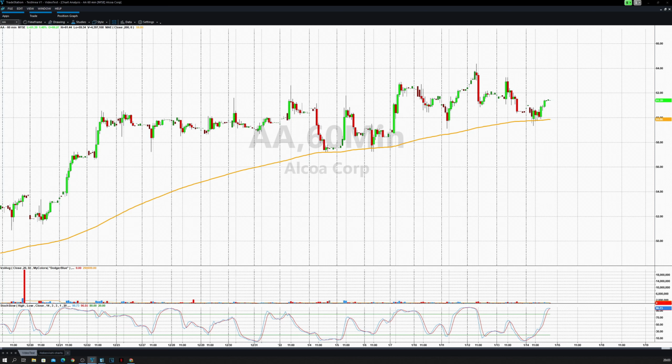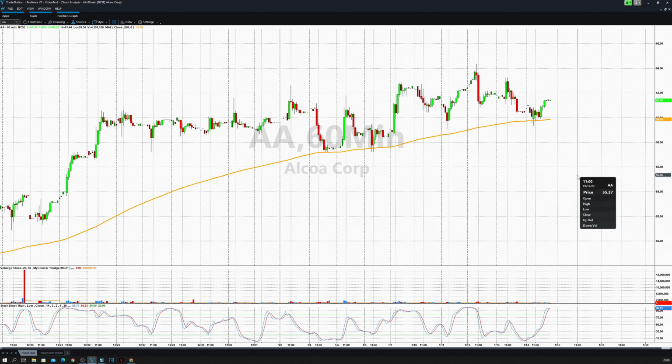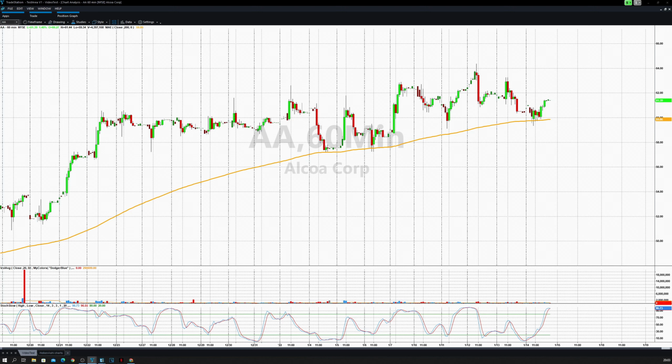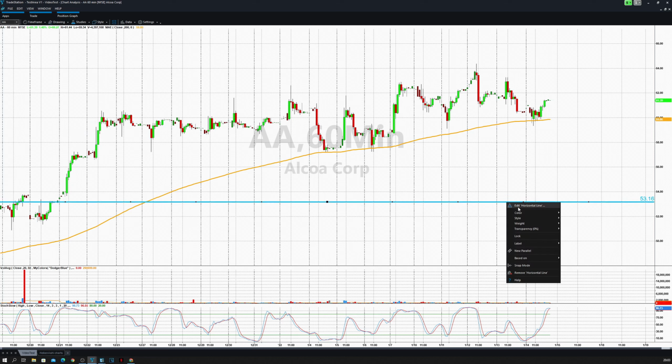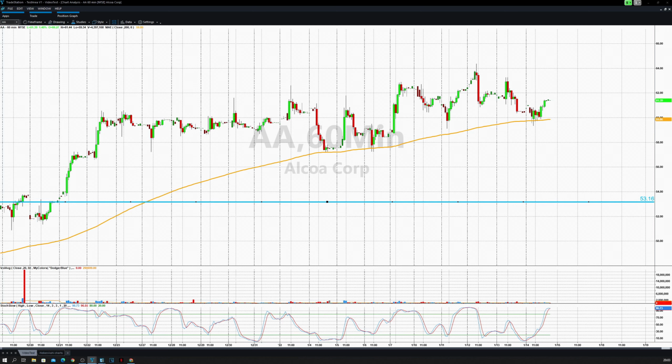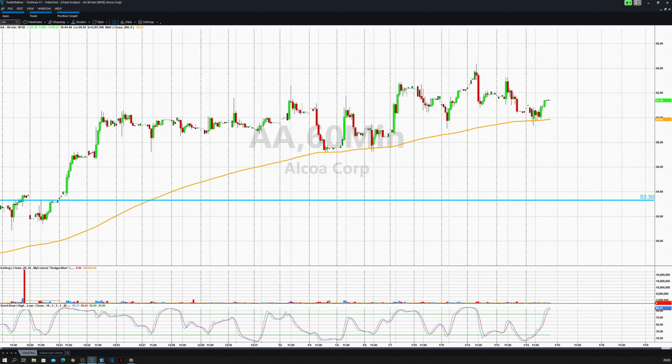So let's see if it falls below the 60. I want it to close below the 60, and then it will fall to the 53. It might take some time. Let's see. Yeah, this area, 53.40. Let's draw, enter 50. This area.